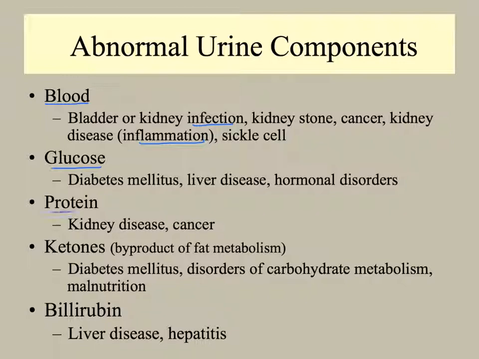Having protein present in the urine is another indication of kidney disease, that the body is not able to catch the protein and reabsorb it. Could be cancer. Ketones are a product of fat metabolism, and it's an indication that carbohydrates are either not available, if someone is suffering from starvation, or that there's some sort of disorder of the carbohydrate metabolism system, and so the carbohydrates are not able to be utilized. It can also be one of the first signs of diabetes mellitus.